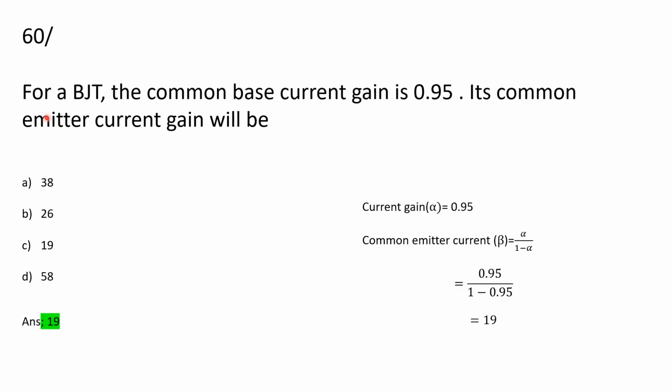Then for a BJT, the common base current gain is 0.95. Its common emitter current gain will be, and the options are 38, 26, 19 and 58. So in the question it has been given that current gain alpha is equal to 0.95. So we have to find out the common emitter current gain, that is beta is equal to alpha by 1 minus alpha. So by putting the value of alpha here, we can find that the answer will be 19. So here the answer is 19.